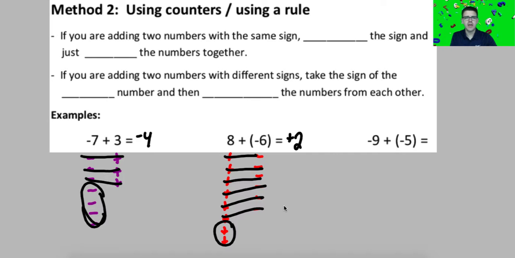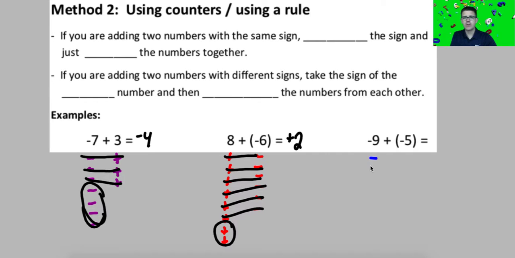You'll notice in each of these cases, when I added them together, the number that was bigger, the side that I had more of, ended up being the winning team. In this case, I had 2 positives left because 8 was bigger. Let's see what happens when we're doing negatives.